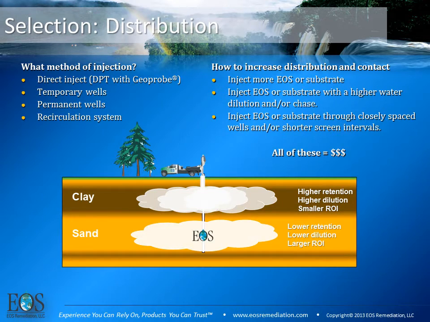Well, there's really sort of three fundamental ways you can do that. You can inject more EOS or substrate of your choice. You could inject EOS or substrate with a higher dilution or add more chase water. Or you can inject your EOS or substrate of choice through more closely spaced wells or through tighter or shorter screen intervals. All of these options are going to ultimately cost the project more money. And really, it's just kind of working with our technical team to understand your site, your remediation goals, to determine which of these is most appropriate.